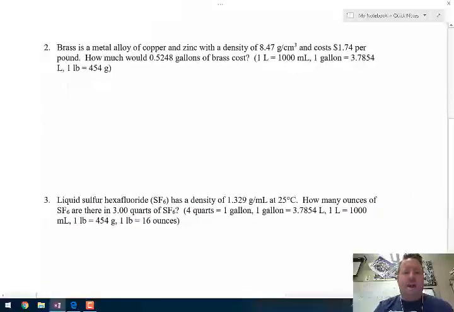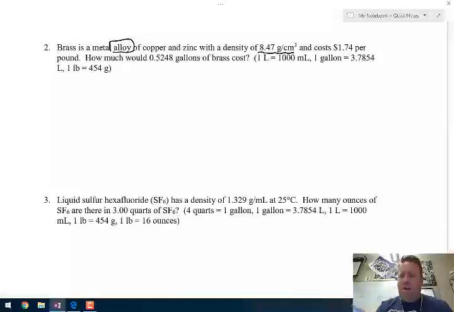Number 2 says brass is a metal alloy. An alloy is when you take 2 or 3 or more metals, melt them, and then mix them together, and you get an alloy. Brass is a metal alloy of copper and zinc. You take some copper and melt it, take some zinc and melt it, and then pour them together and mix it up, and what do you get? You get brass. Brass has a density of 8.47 grams per cubic centimeter, and it costs $1.74 per pound.